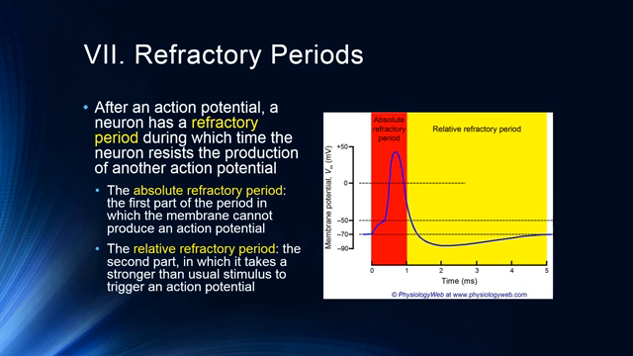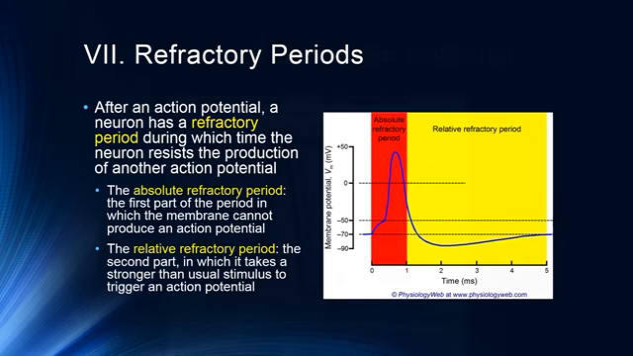The upshot of that is that the fastest a neuron can fire is about 1,000 times a second. So anything that might require a neuron firing faster than that has to require multiple neurons to code for that kind of stimulus. The relative refractory period is the second part, in which it takes a stronger than usual stimulus to trigger an action potential, because at this point the cell is hyperpolarized and requires a much stronger stimulus for the next 4 or 5 milliseconds.